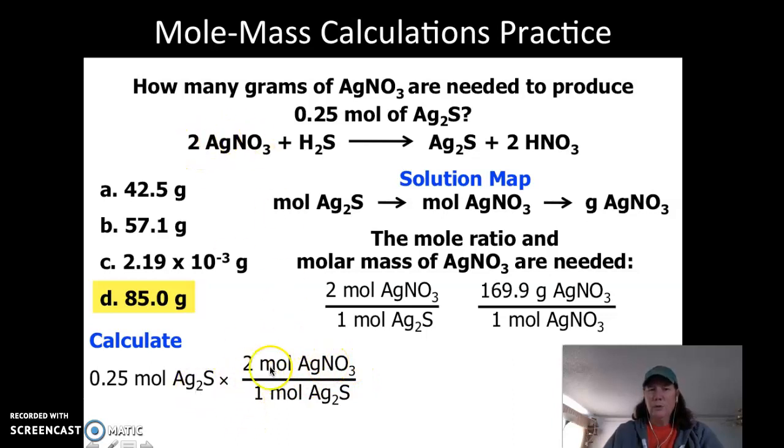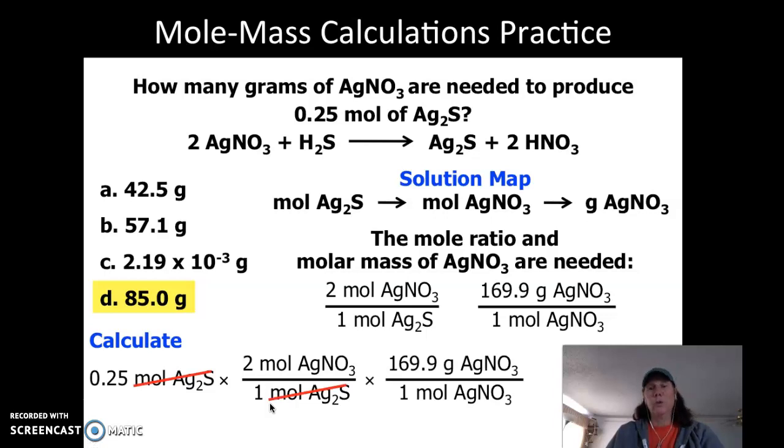Okay, 2, 1. Now the question says how many grams, so I'm going to have to do one more step. So I'm going to put 1 mole of silver nitrate, and I'm going to take 1 silver, 1 nitrogen, and 3 oxygen and add it together. I think it's 170. Oh, sorry, 169.9. I'd go with 170.